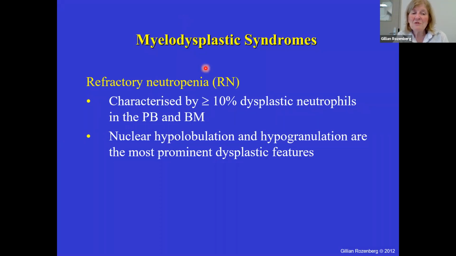Now looking at refractory neutropenia, it's characterized by approximately 10% dysplastic neutrophils, seen both in the peripheral blood and the bone marrow. Nuclear hypolobulation, a reduction in the number of lobes of the nucleus, and hypogranulation, a reduction in the number of granules, are the most prominent dysplastic features seen on the blood film.